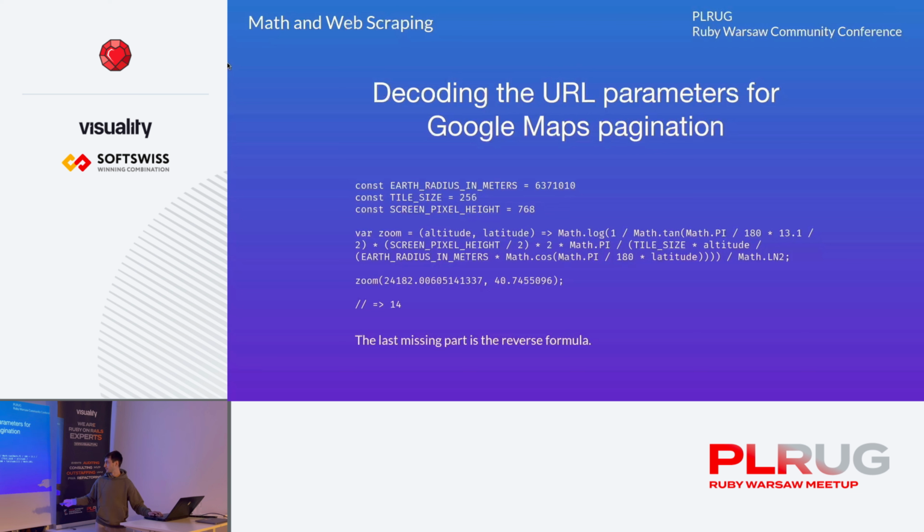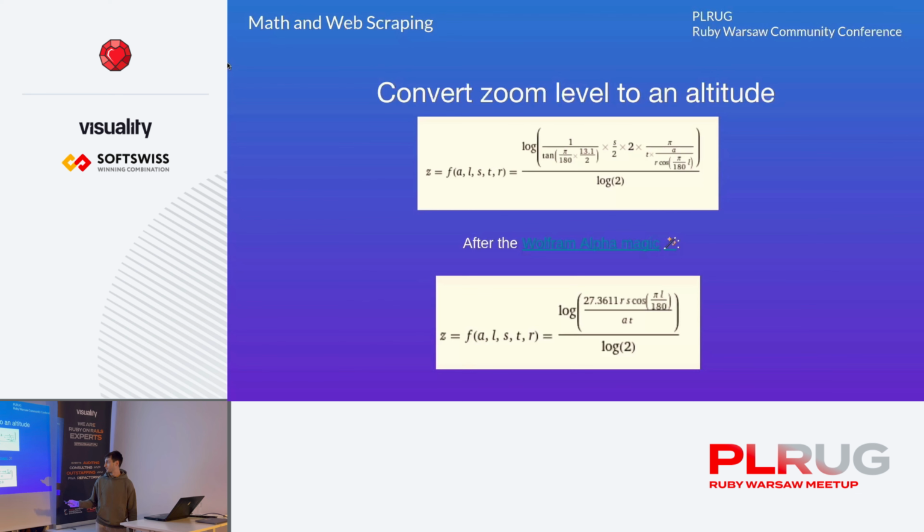So I took that formula and went to Wolfram Alpha. This is how the formula looks in the Google Maps JavaScript code. Given the altitude and longitude, I wanted to get that z parameter in order to make an actual request to Google Maps. So I went to Wolfram Alpha.